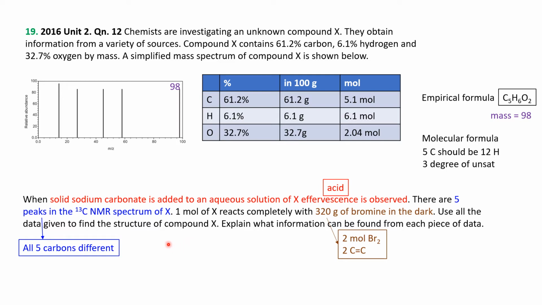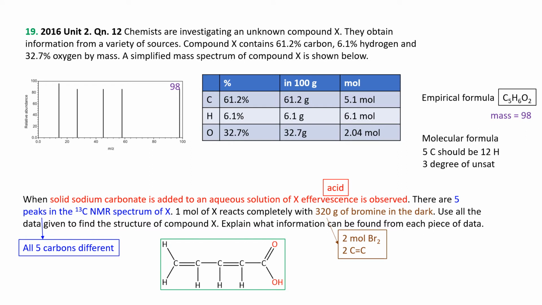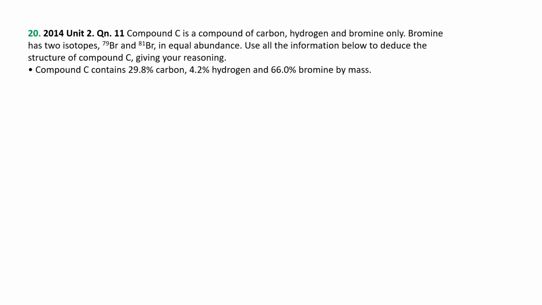Okay? So now can we put things together to get the structure? Well, we know we've got an acid group. We know we've got 2 double bonds in there, and for the double bonds, one of those carbons can't be the same as another one. So pretty much it has to be this structure. Acid group, 1 double bond, another double bond. All kinds of information in this question.